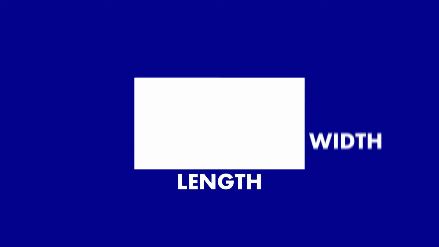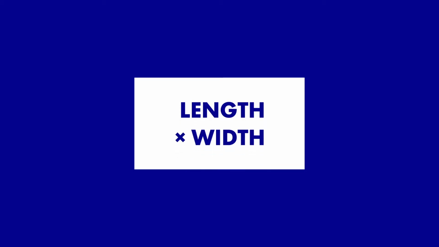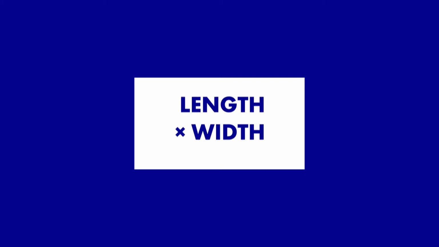So area is the space occupied by a 2D object. Let's first consider a rectangle. Conventionally, the sides of a rectangle are labeled length and width. To find the space occupied by this rectangle, we multiply the values of the length dimension and the width dimension. This result gives us the area of the rectangle.